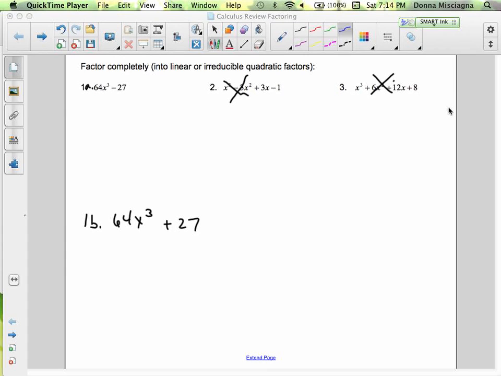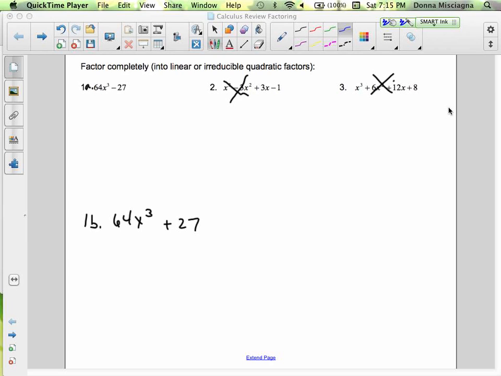So let's look at the first one. We have 64x cubed minus 27, and then we have 64x cubed plus 27. Now, these are patterns. We have a difference of cubes and a sum of cubes. When you have a difference of cubes or a sum of cubes, there's a handy-dandy way that you can factor, just like there's a handy-dandy way to factor a difference of squares. There's not a handy-dandy way at all to factor a sum of squares, but there is one for a sum of cubes.